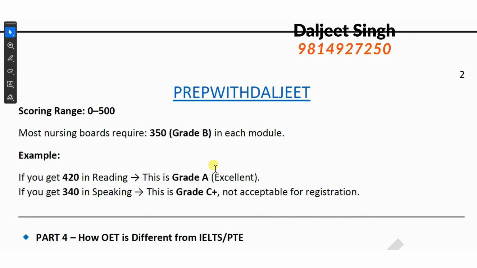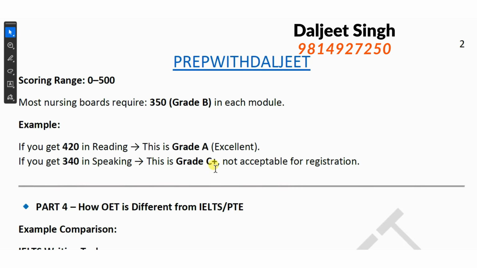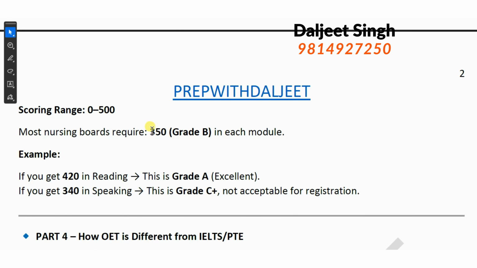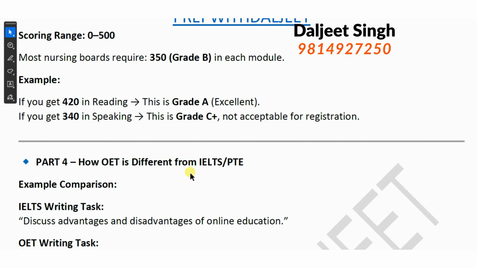If you get 340 in speaking, this is grade C plus. That's not B. That's a C plus, not acceptable for registration. So you need to target at least 350. It could be 350 or more than that.